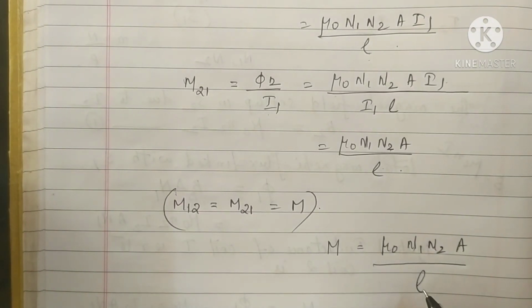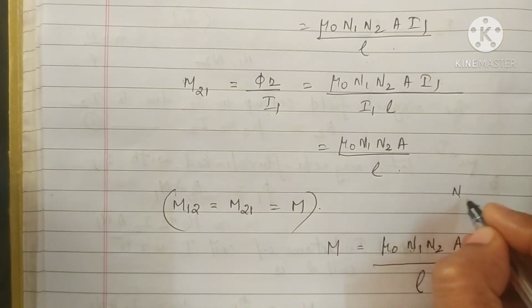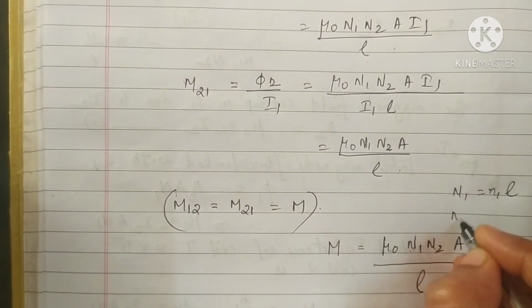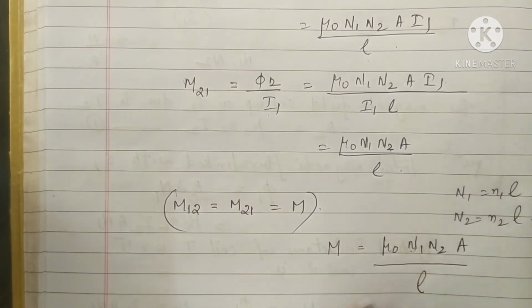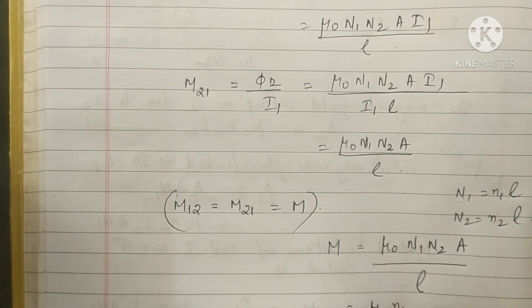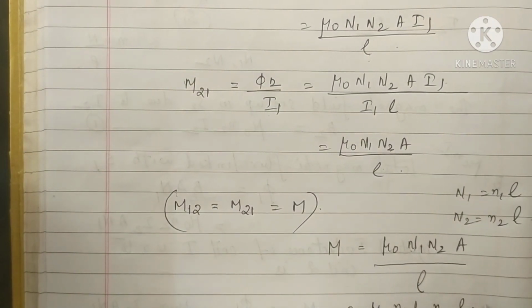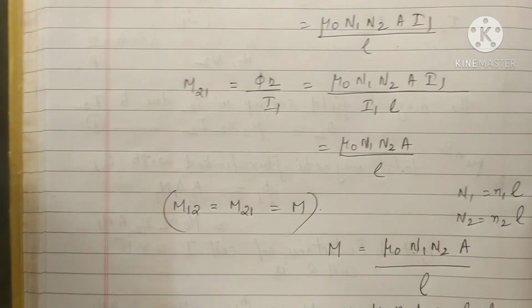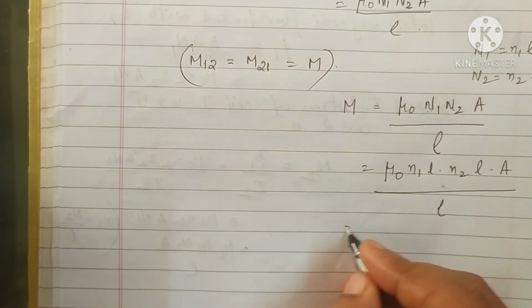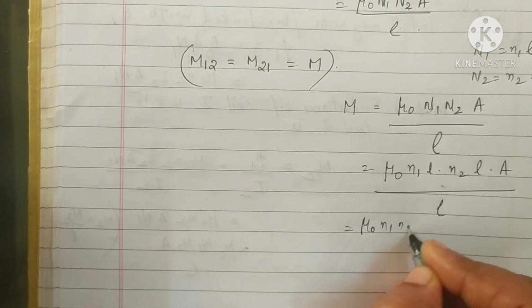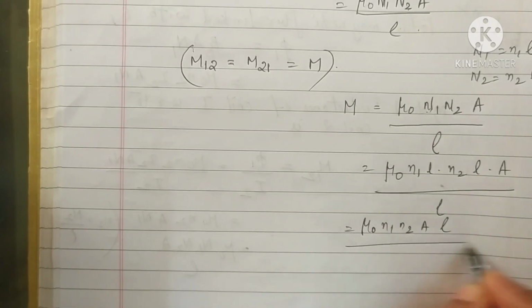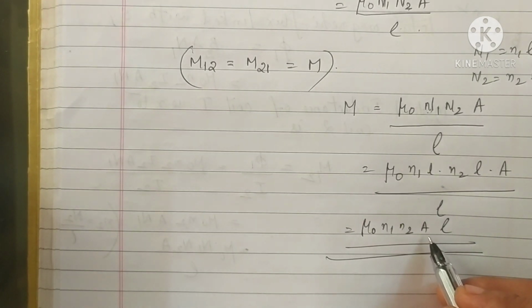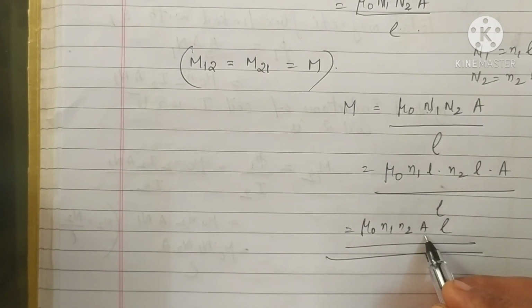Clear? Now what is this N1? N1 is equal to small n1 L and N2 is small n2 L. So mu naught n1 L into n2 L into A by L. Clear? So L gets cancelled and the final expression is mu naught n1 n2 A L. Clear? A is the area, so pi r square.